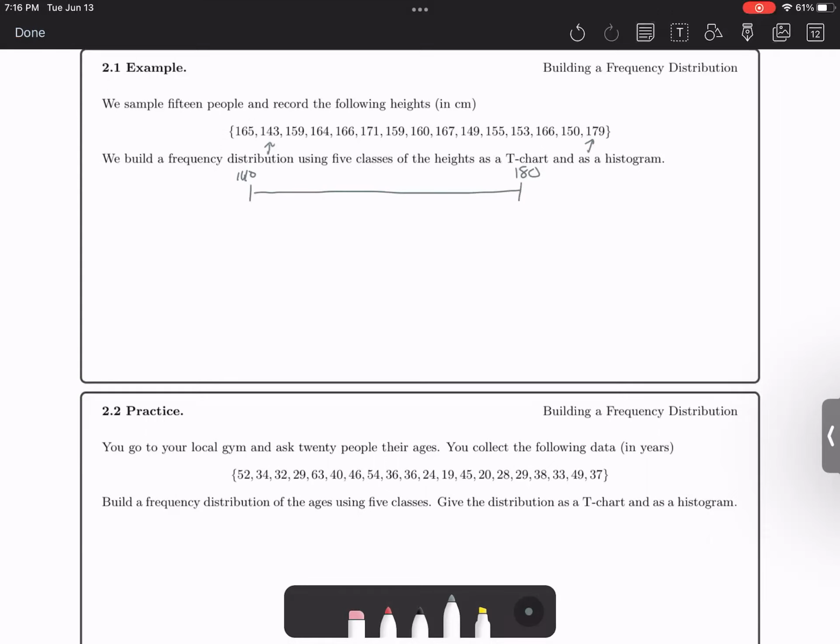Now I want to use 5 classes. So I'm going to put 5 classes here: 1, 2, 3, 4, 5. So how much space does that data take up? 180 minus 140, that's a space of 40 centimeters. And I want to squeeze 5 classes in there. So 40 divided by 5 gives me 8. So let's make a frequency distribution in which each class has a class width of 8.